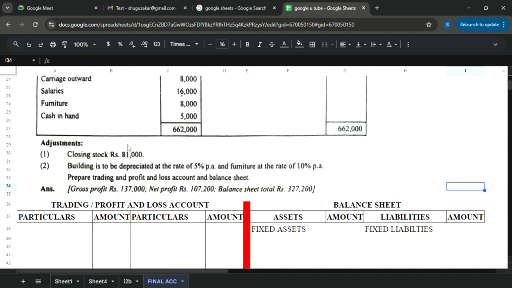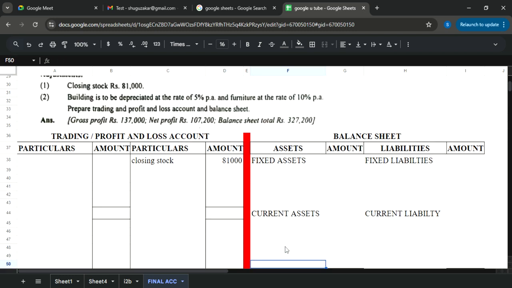adjustments. Since it's a simple question, only two adjustments are available and we are going to solve them as our first step. We are ready to solve it. First adjustment is closing stock. As you know that closing stock is part of trading account, so it would come at direct income 81,000.